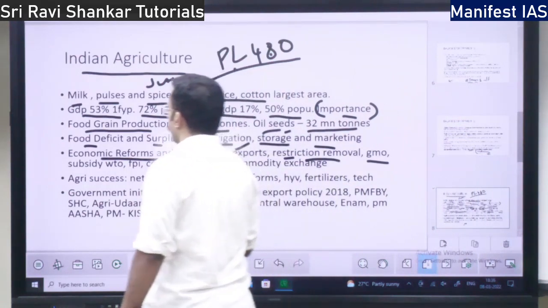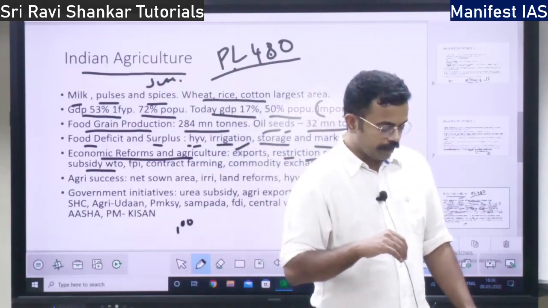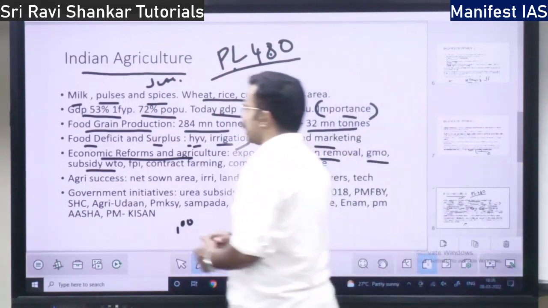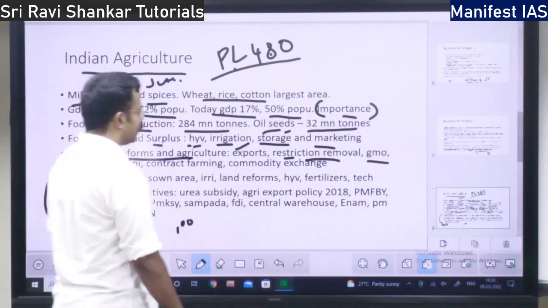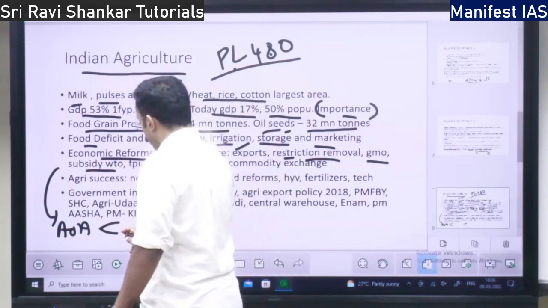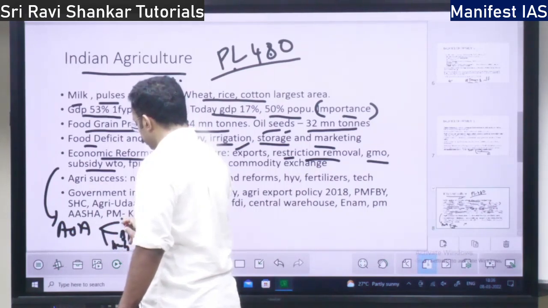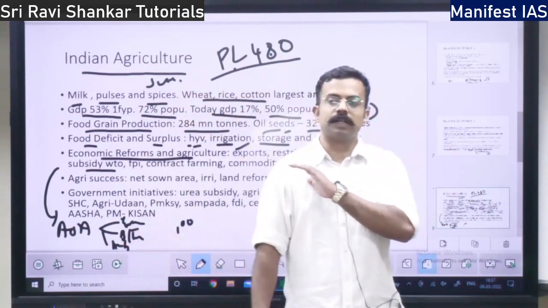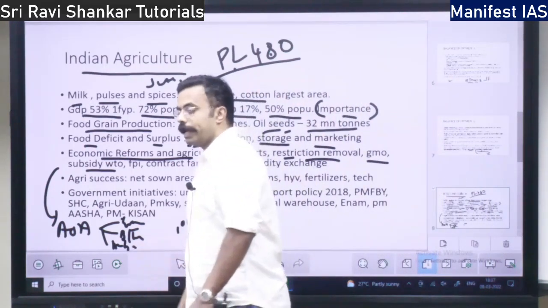Then we are providing subsidy. Under the World Trade Organization there is an agreement called the Agreement on Agriculture, AOA. Under this Agreement on Agriculture, there are 3 boxes: blue box, amber box, green box. In the green box products, subsidy can be given. In the amber box, subsidy cannot be given.